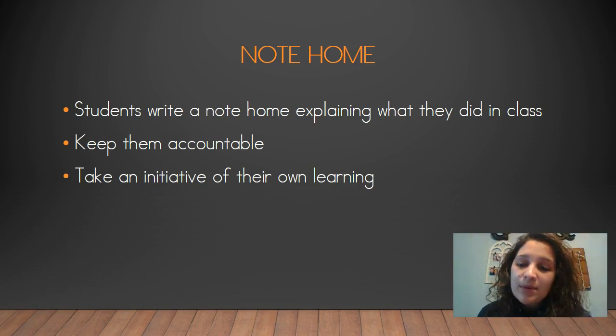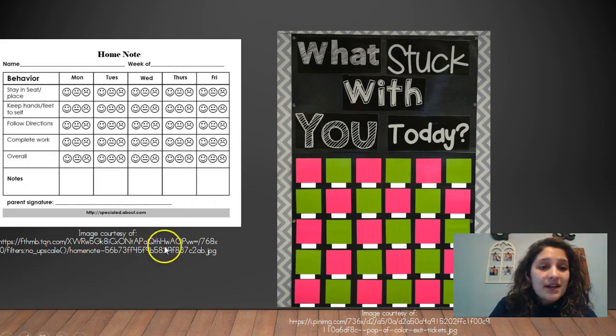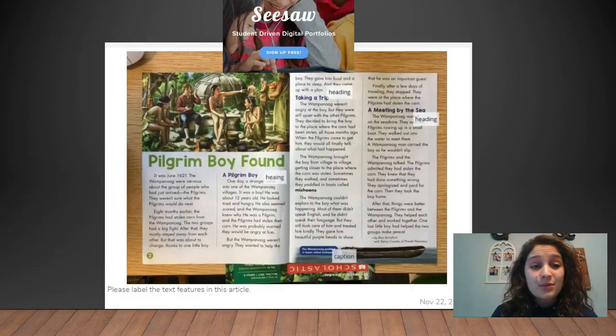Another example of formative assessment was a note home. Students can write home what they did in class. It keeps the students accountable, and it takes initiative of their own learning, which goes back to metacognition and the Donovan and Bransford text that we read. And I just found some awesome pictures of what teachers in my school have been using, and also a behavior chart, which you can see on this other side, which would be a great thing if students are struggling with their behavior. They can color in which smiley face.